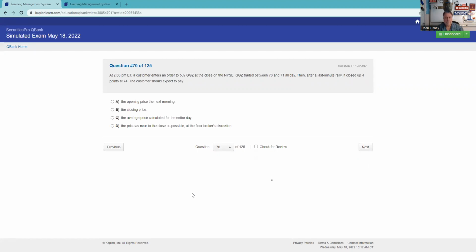At 2 p.m. Eastern time, a customer has an order to buy GGZ at the close on the New York Stock Exchange. GGZ traded between 70 and 71 all day, and then after a last minute rally, it closed up 4 points. The customer should expect to pay: A, the opening price the next morning; B, the closing price; C, the average price calculated. That's just out. It's just out.